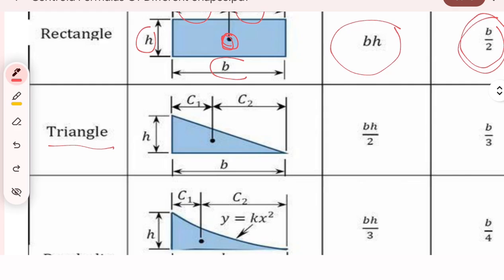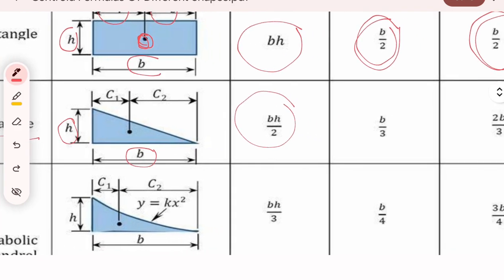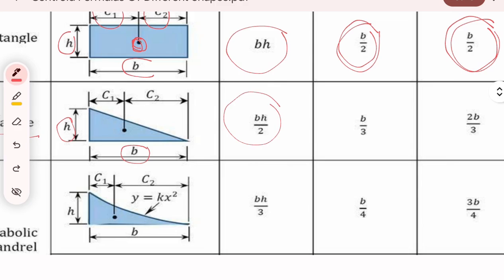What about if the area given is a triangle or triangular form? So for example, like this, we have a base and a height of a triangle. The area of this triangle is 1/2 base times height. That's the area of a triangle, 1/2 base times the height. What about the location of its centroid, C1 and C2?